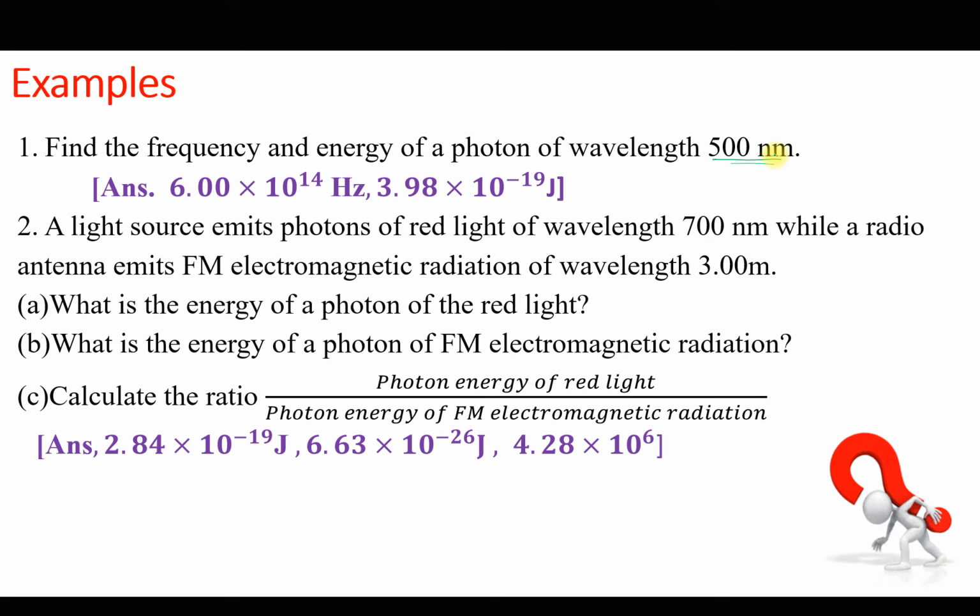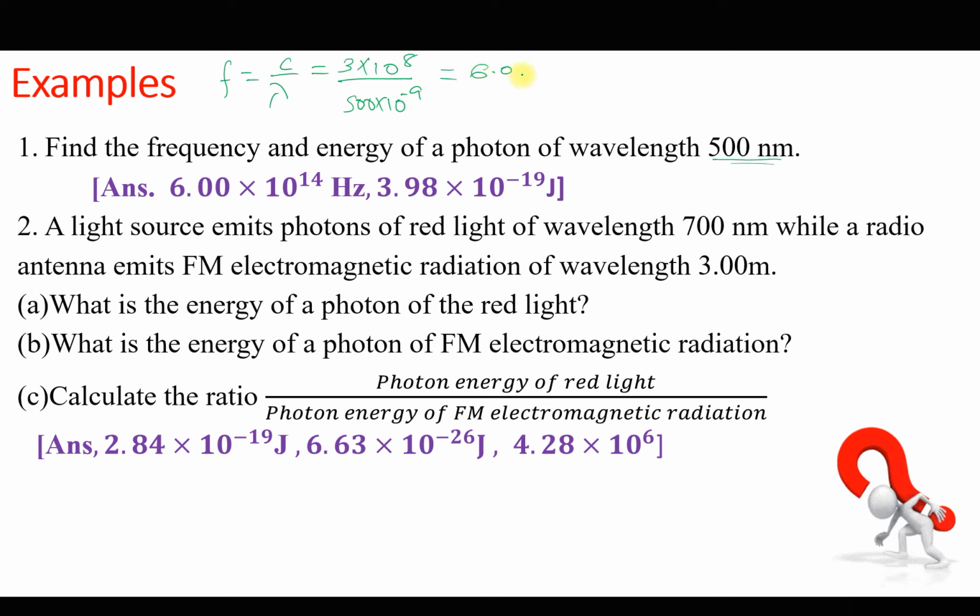So to start with the frequency, we have already seen that frequency is equal to speed divided by wavelength. Because a photon is light, the speed is the speed of light, 3 times 10 to the power of 8, divided by the wavelength, which is 500 nanometers, that is 500 times 10 to the power of minus 9. This is going to be equal to 6.0 times 10 to the power of 14 hertz. So that is the frequency.